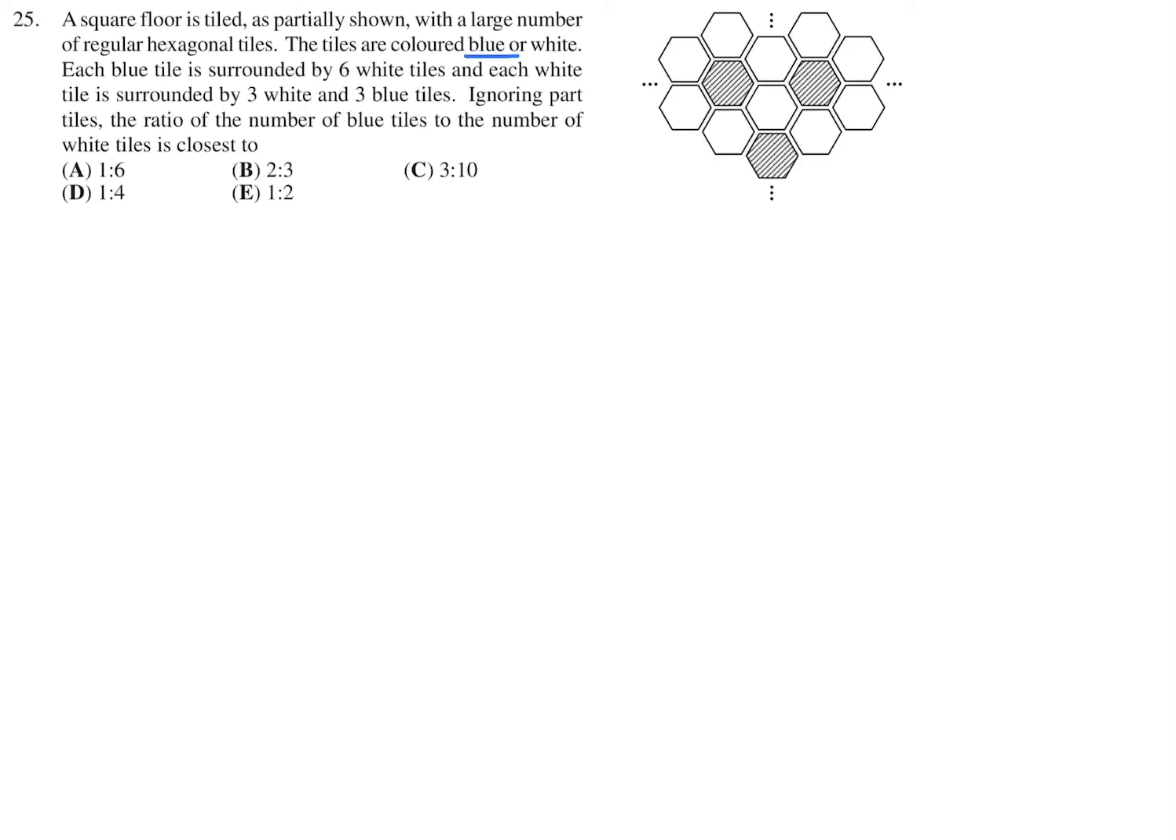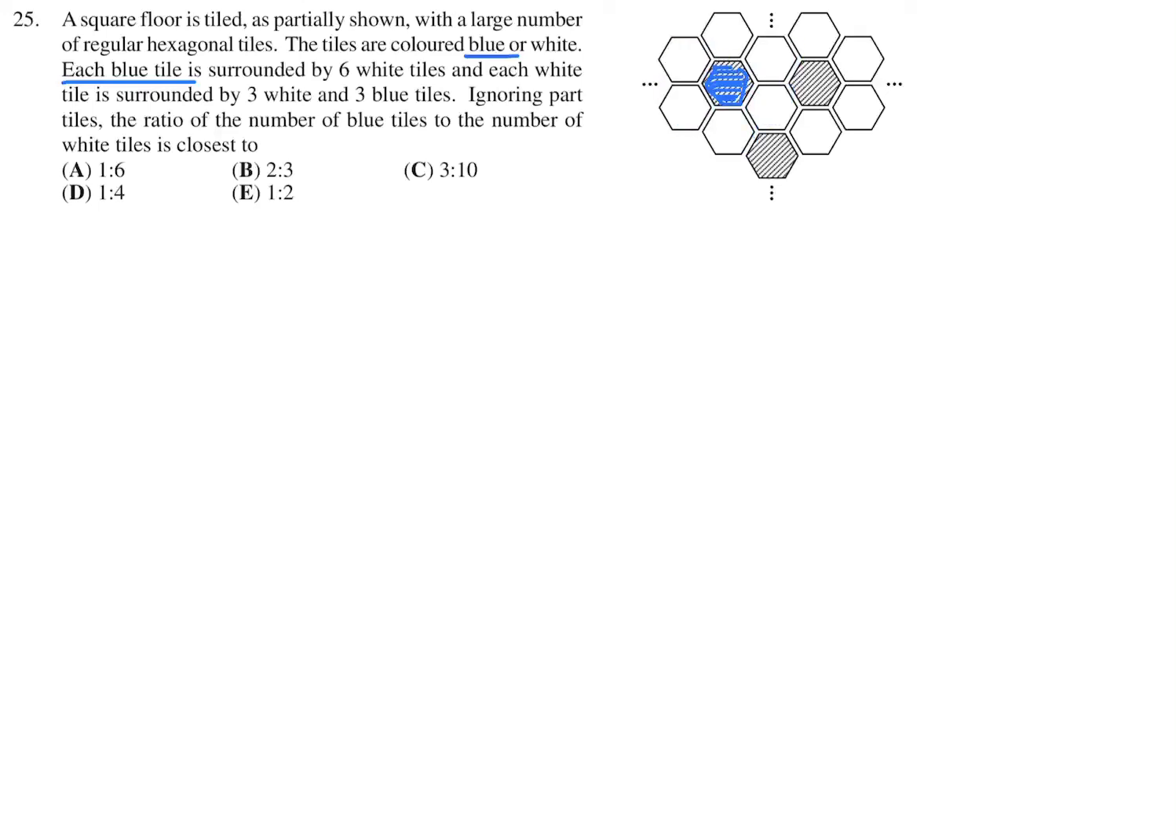So I'm assuming in this question, blue is represented by the shaded one. So this is the blue one. And you can clearly see that each blue tile is surrounded by 6 white tiles. So if this is the blue one, around it are 6 white tiles: 1, 2, 3, 4, 5, 6, like that.